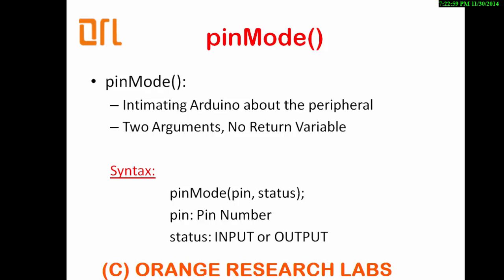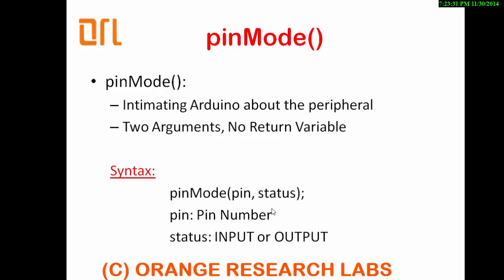When you see the syntax of pinMode, you will have two arguments and no return variable. So it is very clear: pinMode of pin comma status. The arguments are what is written inside the parentheses, pin comma status. To which pin you have connected your peripheral, and what is the status of the peripheral. The peripheral status can be either input or output.